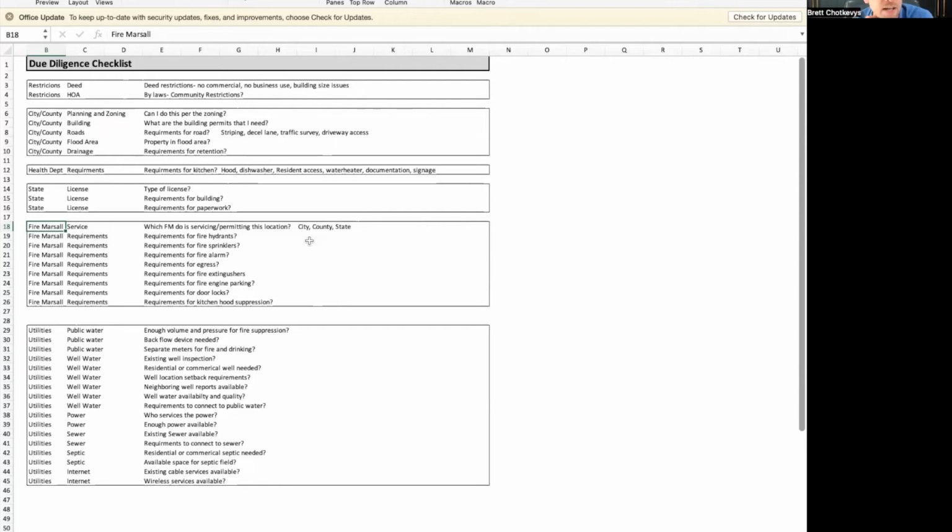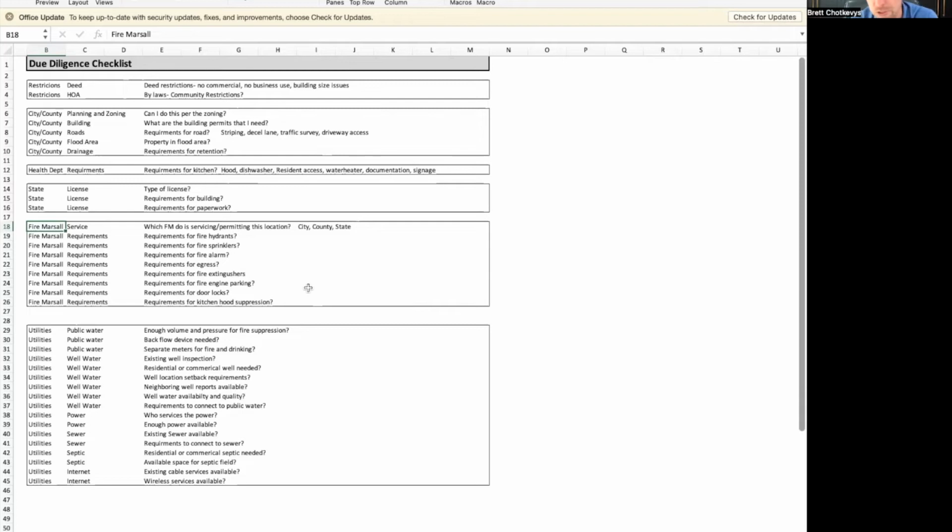For myself, my buildings are outside of the city's limits. So you think the county fire marshal would come, but no, the county pays the city to come. So I actually have to pull permits through the city fire marshal. So it's very important to find out who you need to talk to, which person it is, because it may not be the one whose jurisdiction you're in. They may sub that out to somebody else. So find out who you need to pull permits with and who's coming.